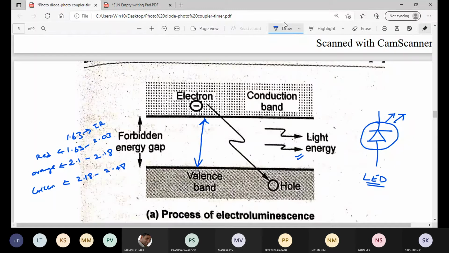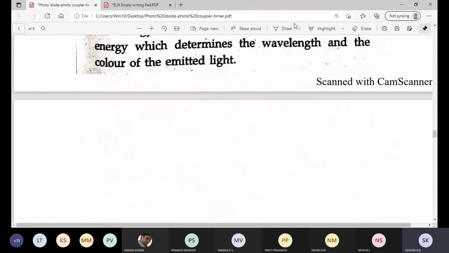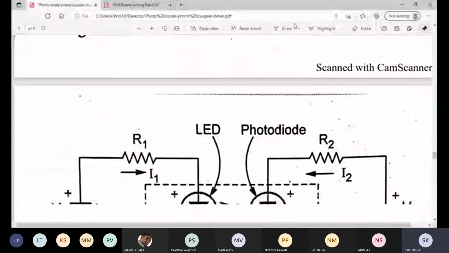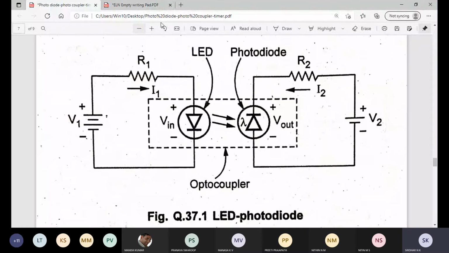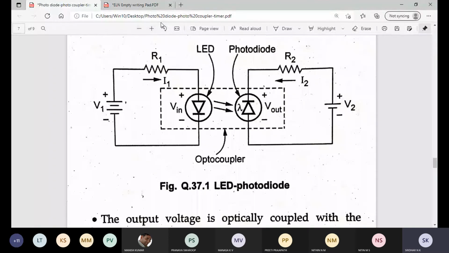Next, you understood what is photodiode and you have understood what is LED. Now we will see what is photocoupler. So this is the circuit for photocoupler. You can notice that photocoupler is the combination of both LED and photodiode. The right side one is photodiode, and the left side one is LED.